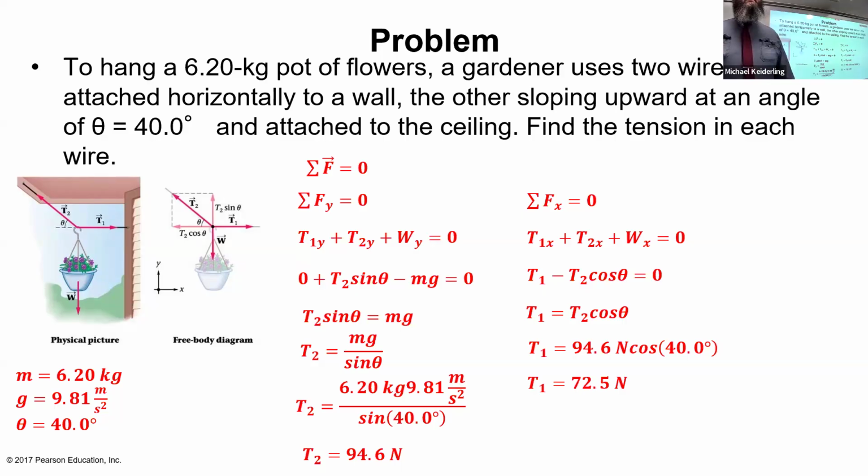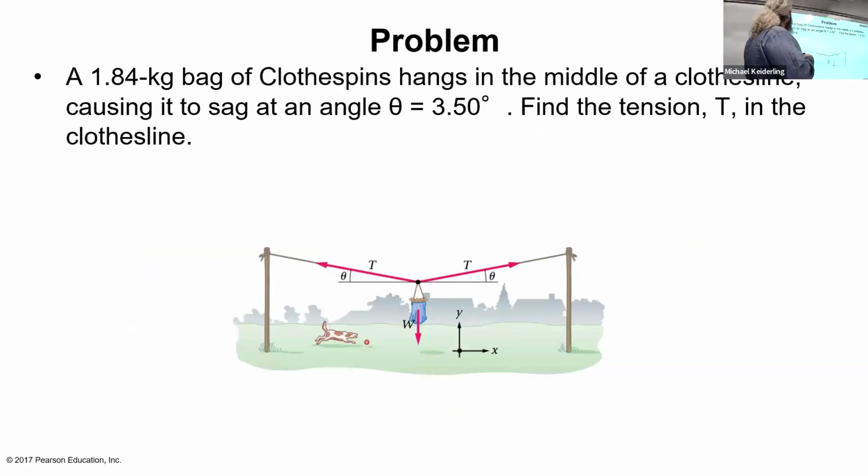Any questions? General idea, just make sure all the forces add up to 0. Here we have a 1.85 kilogram bag of clothespins hanging on the middle of a clothesline, causing it to sag at an angle theta of 3.5 degrees. We want to find the tension T in the clothesline.